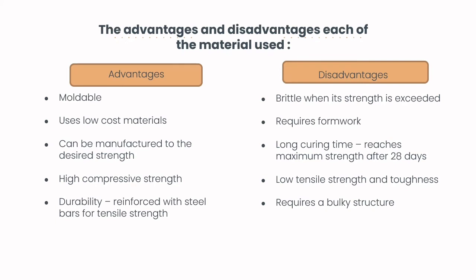Next, the advantages and disadvantages of each of the materials used. For advantages: moldable, uses low cost materials, can be manufactured to the desired strength, high compressive strength, durability, reinforced with steel bar for tensile strength. And for disadvantages: greater weight, strength is exceeded, requires formwork, long curing time, reaching maximum strength after 28 days, low tensile strength and toughness, and last, requires a bulky structure.